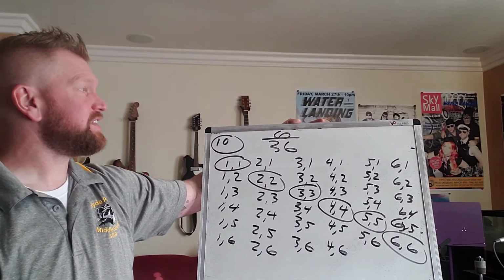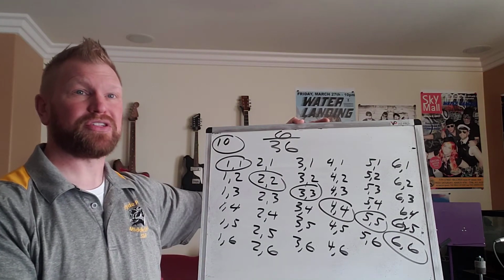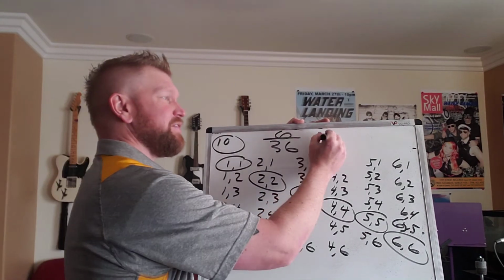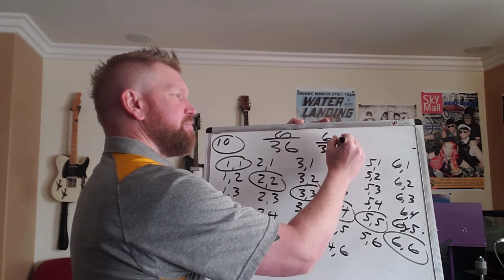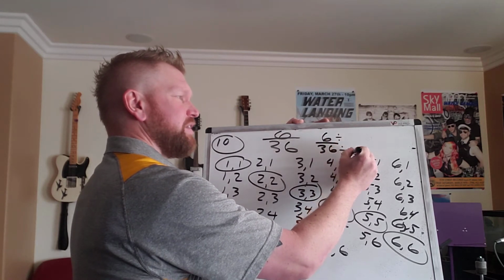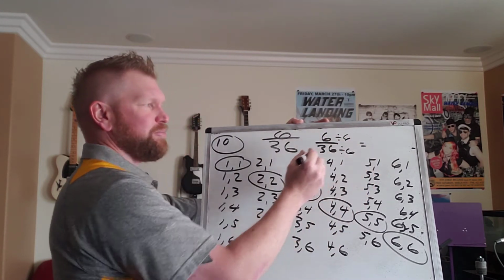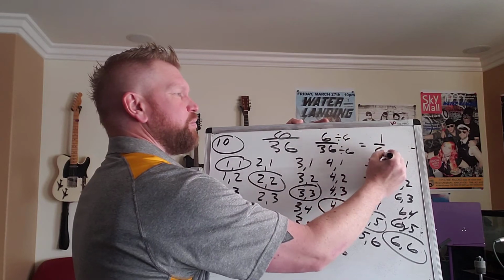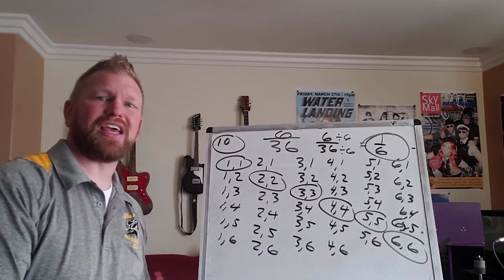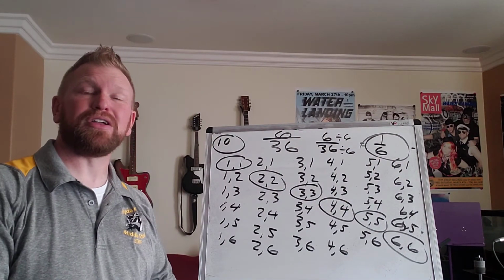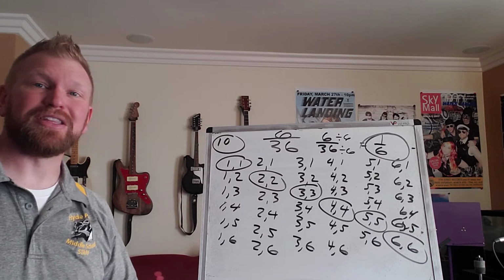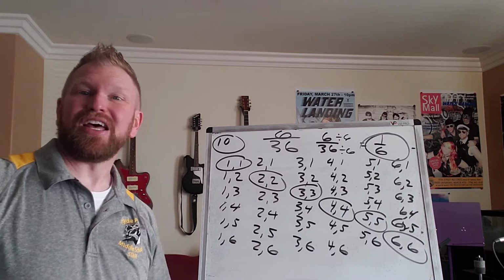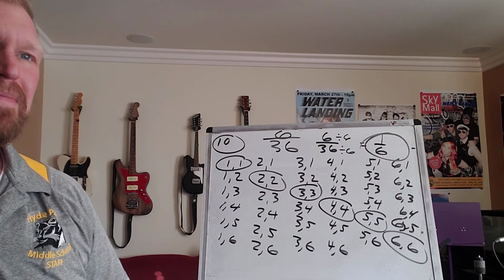So the answer is 6 out of 36, 6 over 36. If you look at the answers, none of them say 6 over 36. But if you simplify this, divide the numerator and denominator both by 6, and it's actually equal to 1/6. And 1/6 is the answer. There's a 1/6 probability of rolling a die twice, having it be the same number both times. That's going to bring us to question number 11.